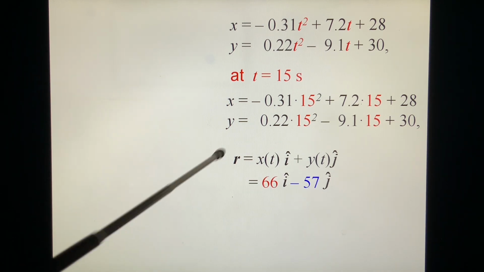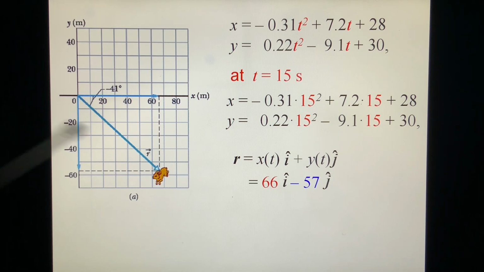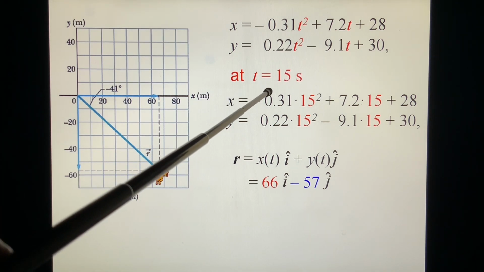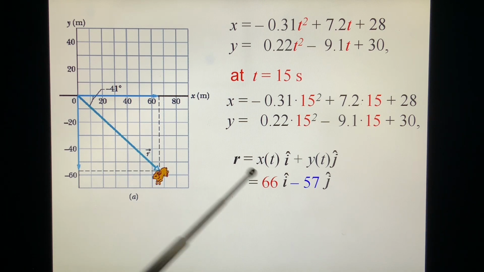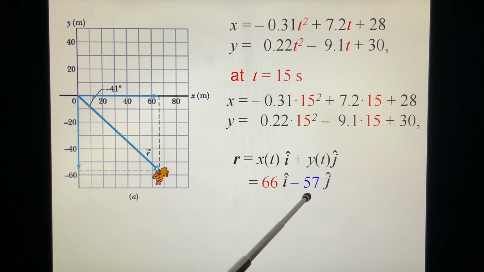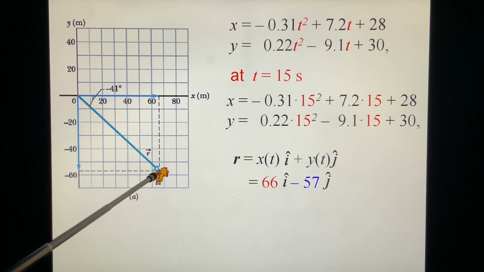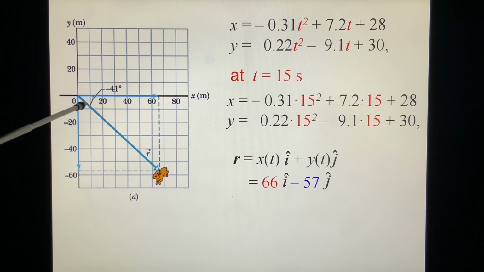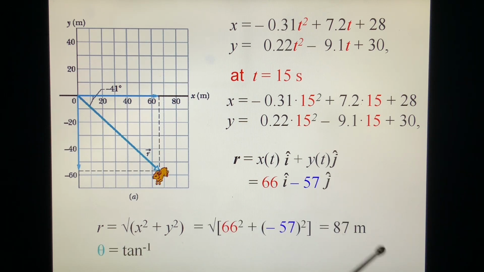And the magnitude of r, now look at this one. This is the location at t = 15. x is 66 and y is minus 57. This is x, this is y, so this is the location r. The magnitude of r equals this square plus this square, so r is the square root of x squared plus y squared. We put the numbers inside and get 87 meters.